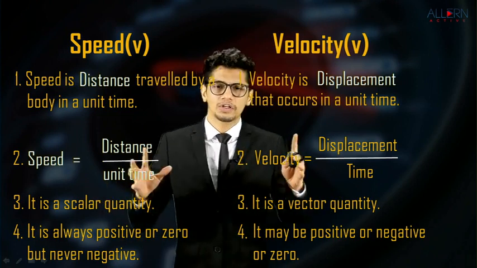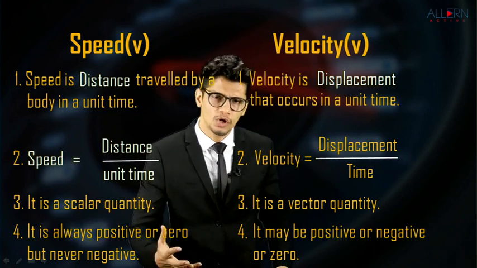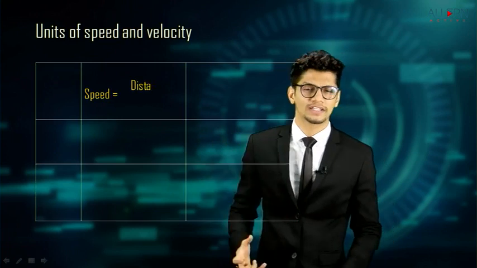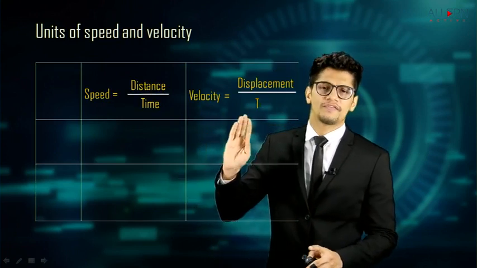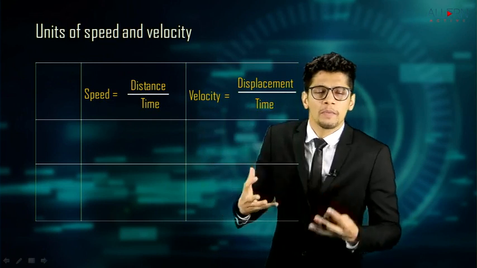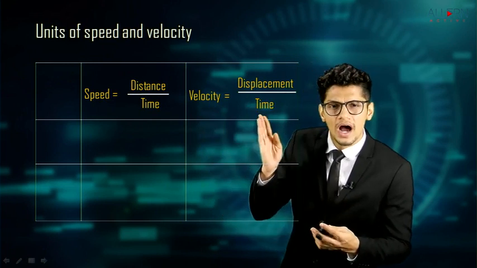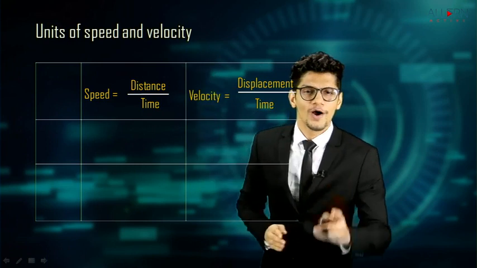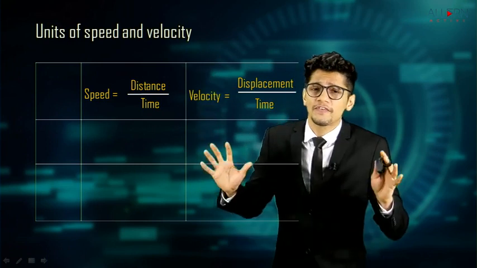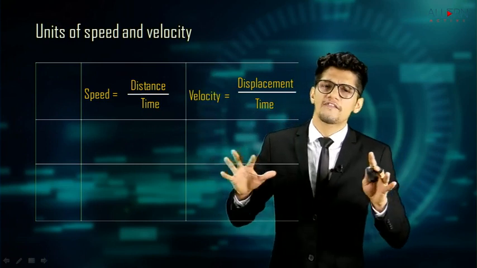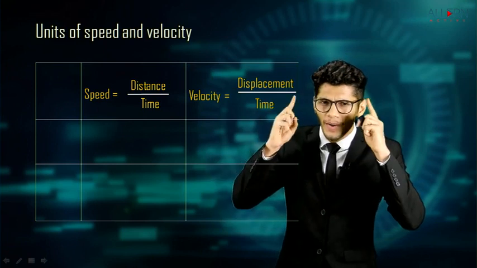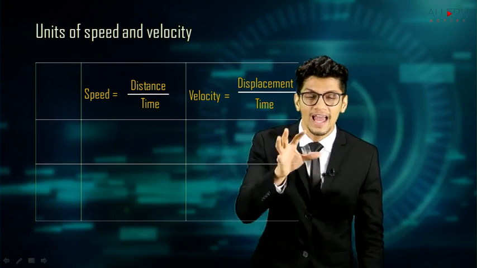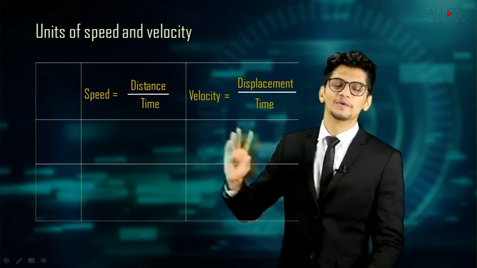Now we have talked about speed and velocity as physical quantities. Now let's understand the units of speed and velocity. Now the formula for speed is distance upon time and the formula for velocity is displacement upon time. But why are we discussing formula when we have to discuss the unit? Always remember one thing. If you forget the units of any physical quantity, what you should do is remember the formula. Now let's see how to derive the units using these formulae, right?